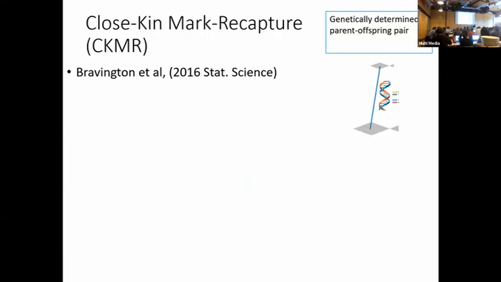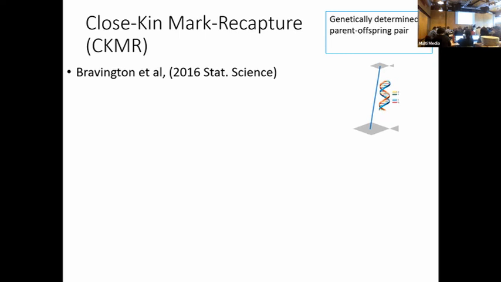Right. Then close kin, what is that? Well, first of all, you use genetics to determine the relationship between the individuals in your sample. So that's a forensic style genetics. And by the way, this is not what I'm talking about today. Here I'm leaving out all the problems with actually determining genetically the relationship between individuals. I assume you can do that perfectly. That would be a completely different separate talk on all the genetic techniques involved.